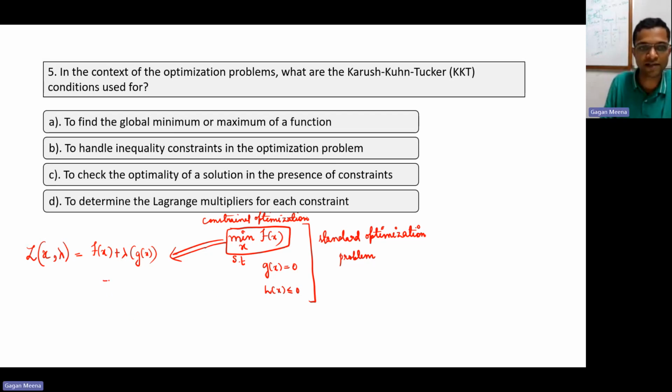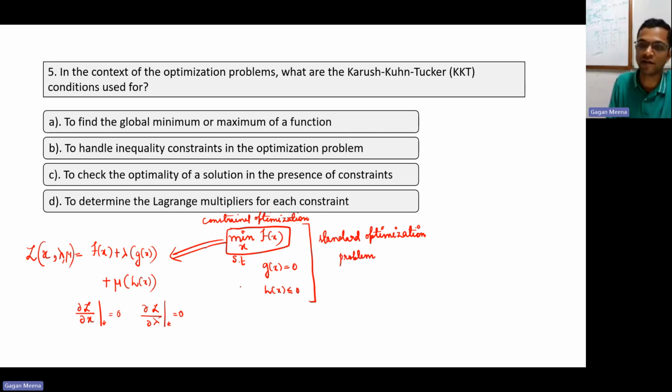Now if we consider that h(x) is also there, then we have one more multiplier for inequality constraints, which is mu. Then we call this mu into h(x). Now for handling this inequality constraint, apart from these two, the partial derivative of the Lagrange function with respect to x at optimal is equal to 0, and the partial derivative with respect to lambda at optimal is equal to 0.